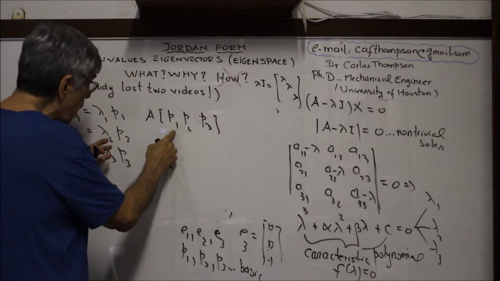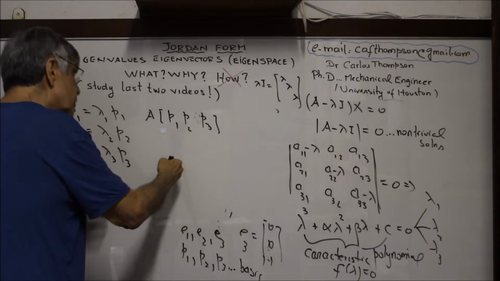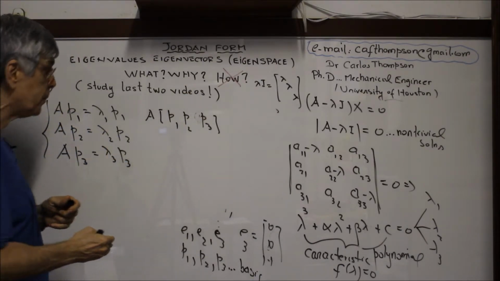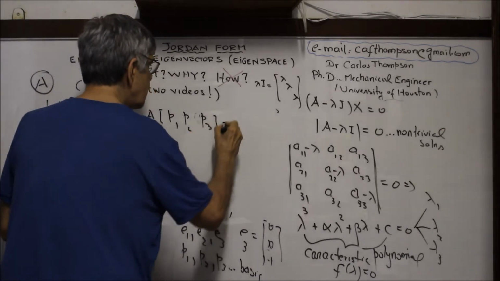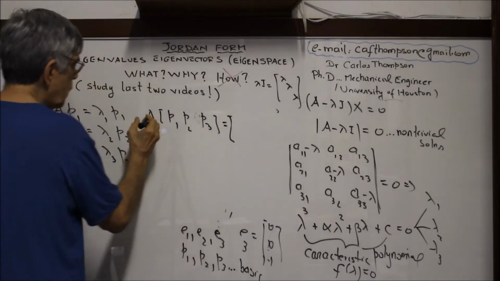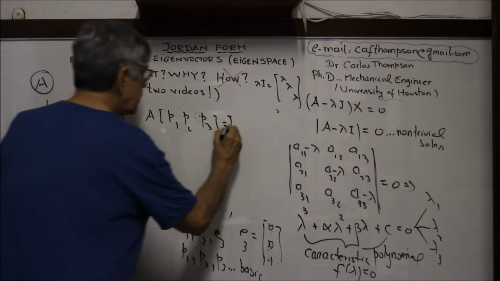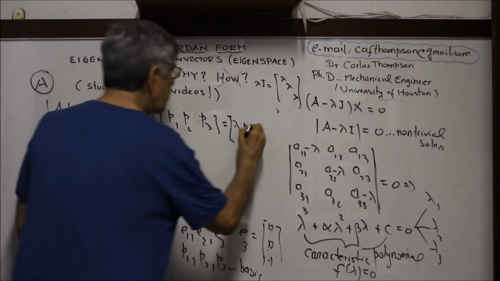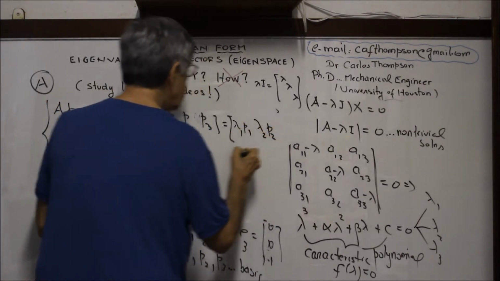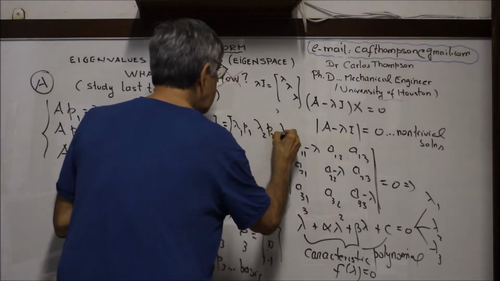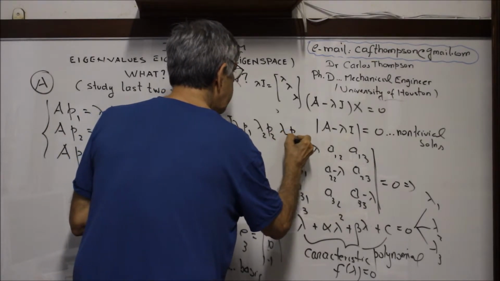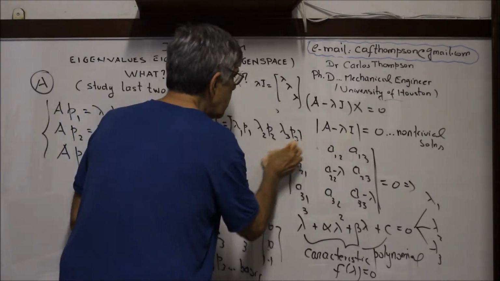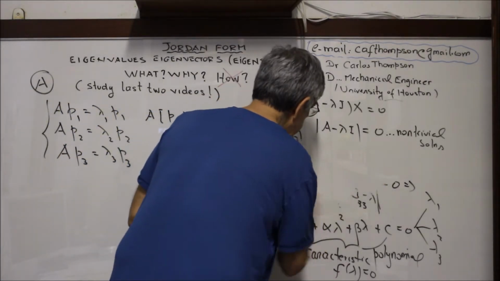Remembering that P1 has three components, P2 has three components, and P3 has three components. Now, this is equal: A P1 equals lambda 1 P1, A P2 equals lambda 2 P2, A P3 equals lambda 3 P3. Let's erase here, just to be more comfortable in writing this.